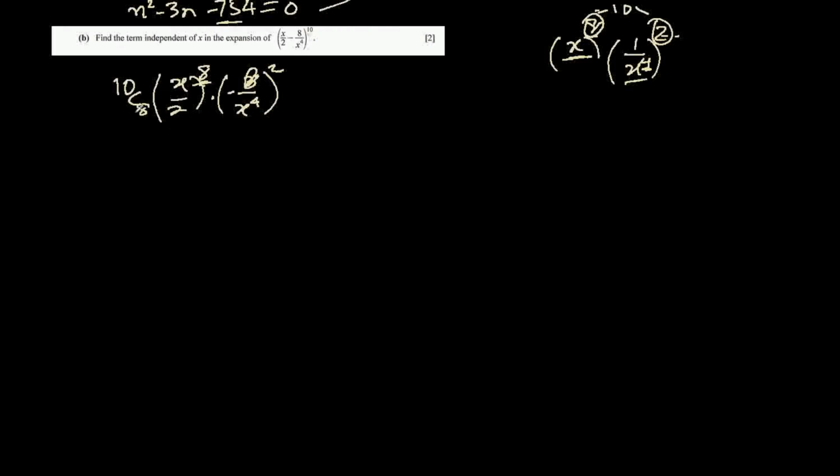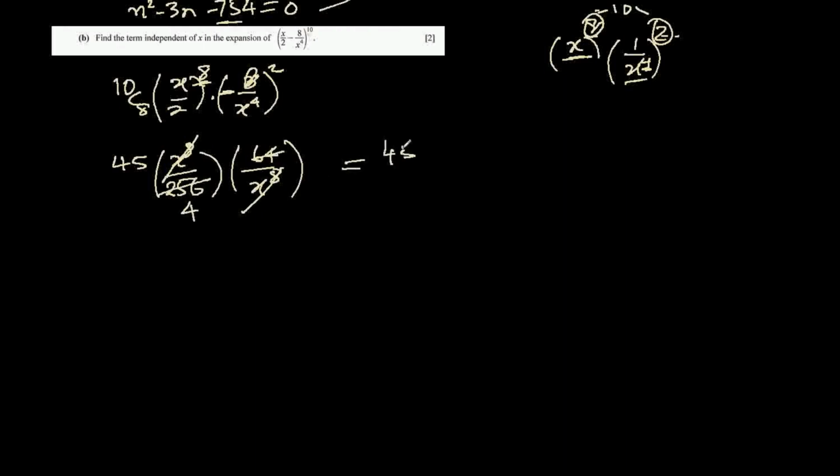Let's simplify this now. 10 C 8 will be 45, and then did we have a minus? No, minus was here. x to the power 8, 2 to the power 8 is 256, and then we have square, which will make this negative positive, so don't worry about negative now. 8 square is 64 and x to the power 8, and that was the purpose. This and this cancel out, 64, and this will also cancel out 4. The answer finally is 45 over 4.